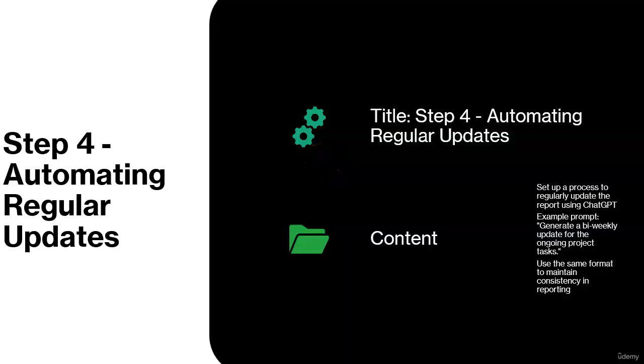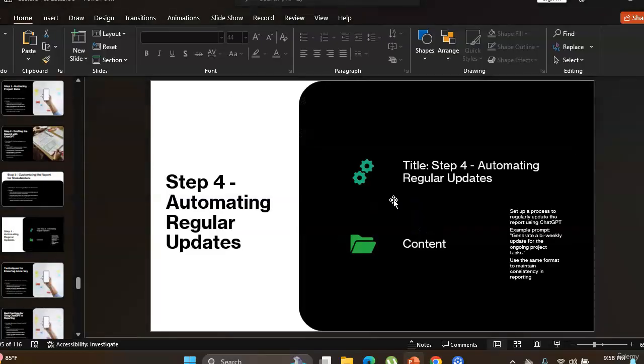To make this process even more efficient, step 4 is automating regular updates. You can automate regular updates by setting up a process to use ChatGPT on a recurring basis. For instance, you could schedule ChatGPT to generate a bi-weekly update for the ongoing project tasks. By using the same format for each report, you can maintain consistency and stakeholders know what to expect in every update. So let's check in the ChatGPT window.